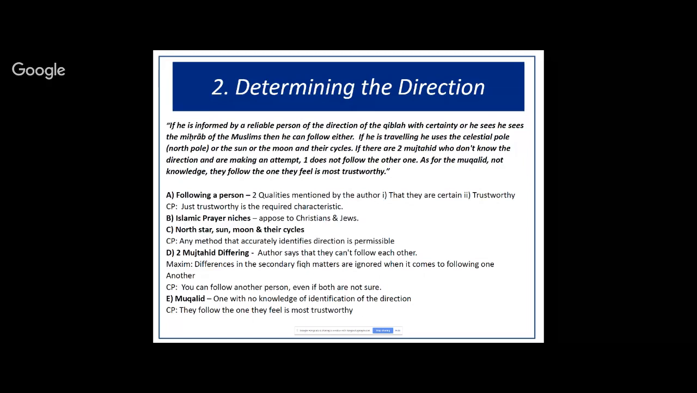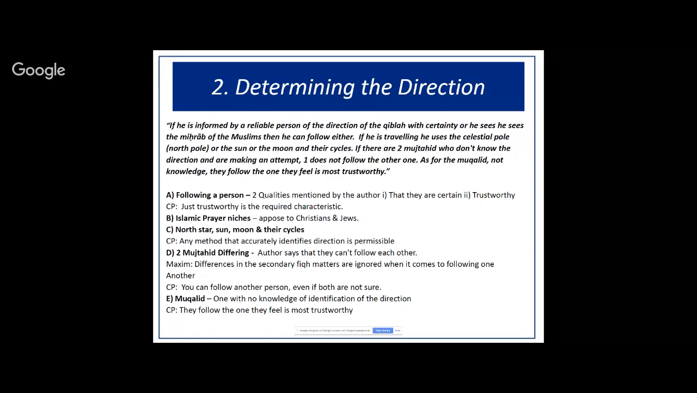Okay. The next is using the North Star, the sun and moon, and their cycles. The North Star has always been, since the beginning of history and time, used to navigate. Likewise, the sun and the moon and their cycles. All you need from the sun, the moon, and the North Star is one compass point, and with one compass point you can find all the other compass points.